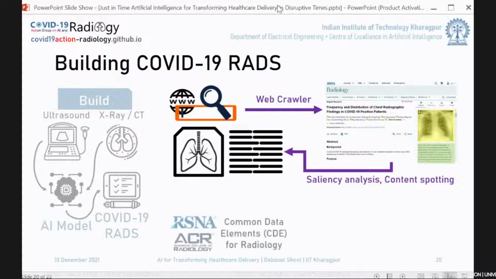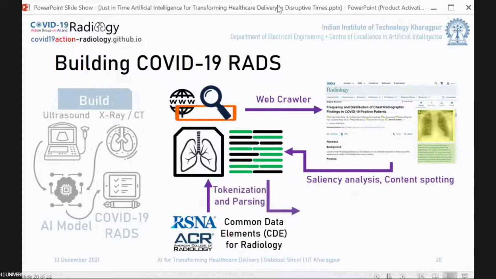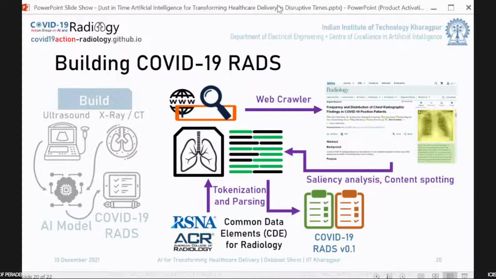Now, when we spot out these two things, next, on the text associated with it, the caption, we try to find out what are the common standard keywords from a radiological dictionary. That's from the common data elements for radiology, where we spot these common keywords, and also find out a bunch of words which are not keywords. Now that passes through tokenization and parsing, from where we are able to find out that these are the commonly reported keywords. So they essentially mean certain features on an image, and that's what we need to point out.